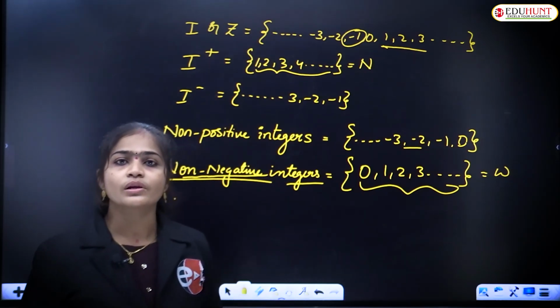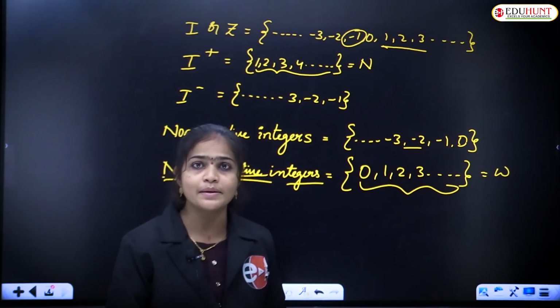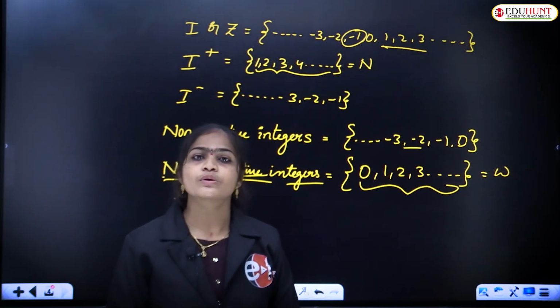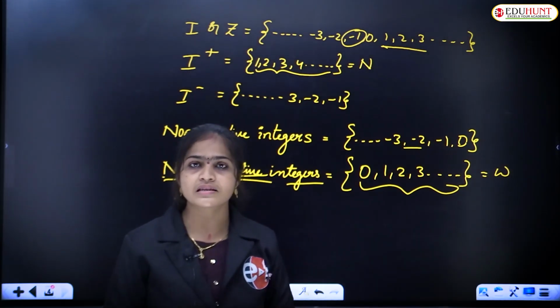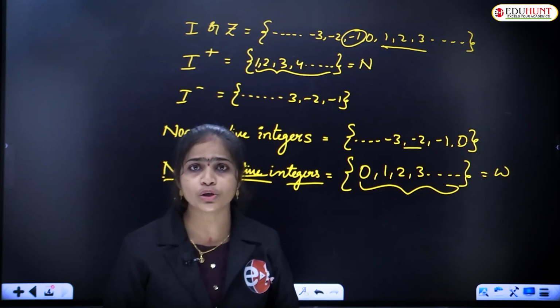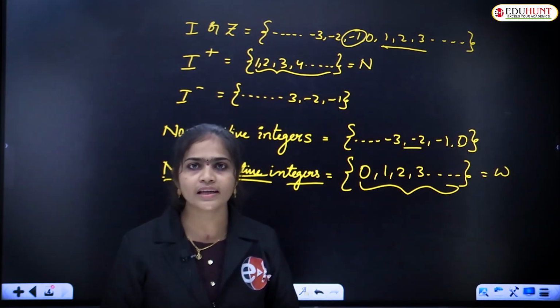Okay children, in this video we discussed different types of numbers from natural numbers to integers. In the next video we are going to discuss the leftover types of numbers. I hope you all understand this. Okay, thank you all.